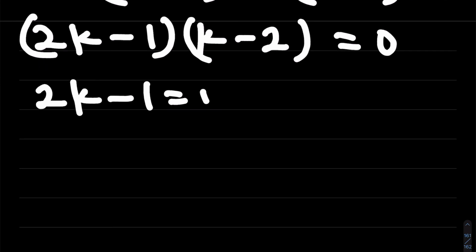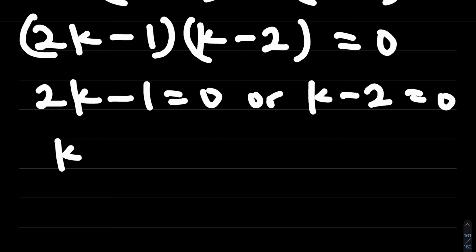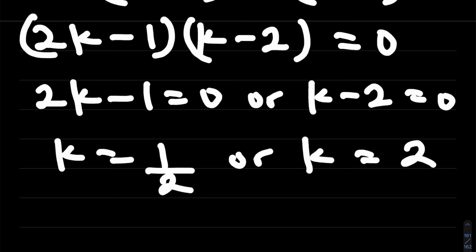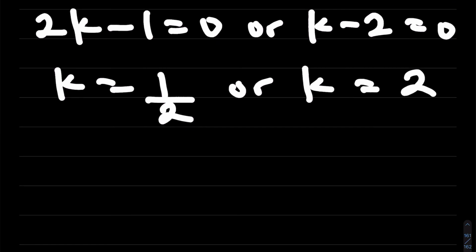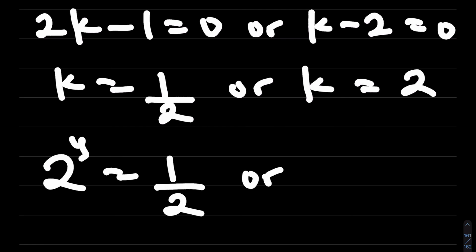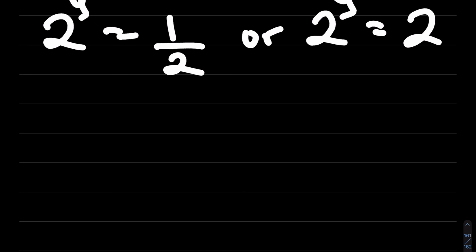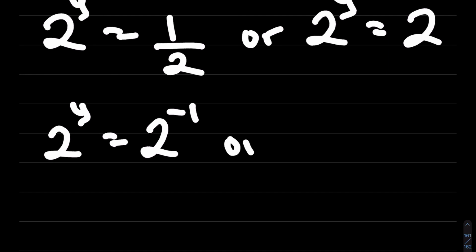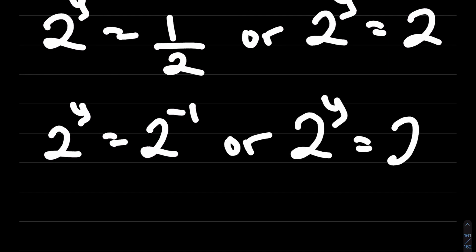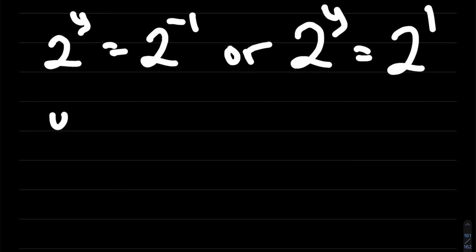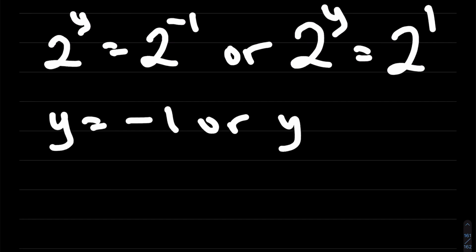2k minus 1 equals 0, or k minus 2 equals 0, and that means k equals 1 over 2 or k equals 2. But we know that k is 2 raised to the power y, so that means 2 raised to the power y equals 1 over 2, or 2 raised to the power y equals 2. And 2 raised to the power y equals 1 over 2 is the same as 2 raised to the power minus 1, or 2 raised to the power y equals 2 raised to the power 1, and y therefore is equal to minus 1 or y equals 1.